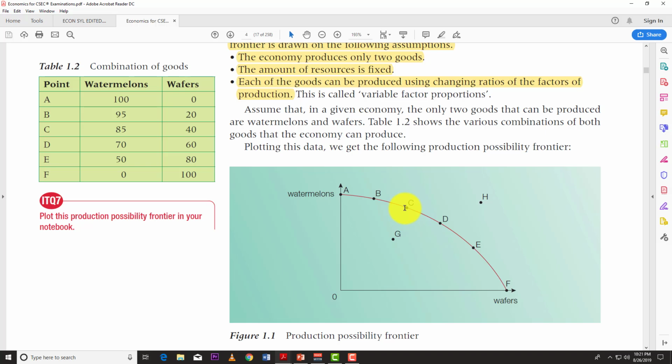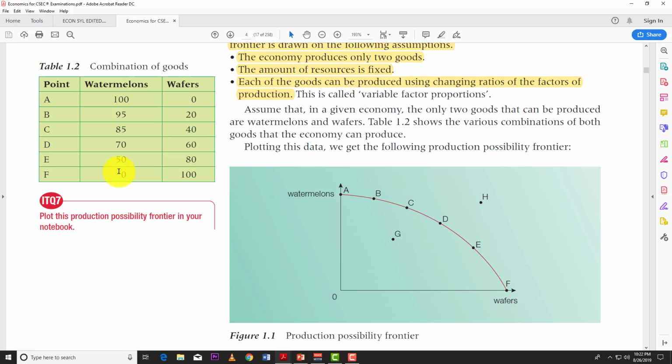Moving down the line, C, D, E. All these are different combinations of the 2 goods that the economy can produce. At E, you're producing more wafers than watermelons. At D, you're producing more watermelons than wafers. So all these are basically what the economy can produce. And the flip side: if you produce all wafers, that's 100. You can't produce any watermelons if you put all the resources into wafers.